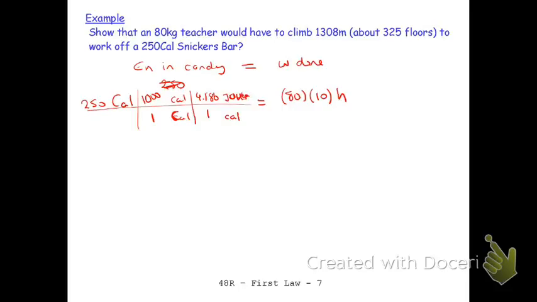So I'm going to say 250 times 1,000 times 4.186 is equal to 1,046,500. Now, we don't usually put commas in, but that's over 1,000,000 joules. A Snickers bar is over 1,000,000 joules.